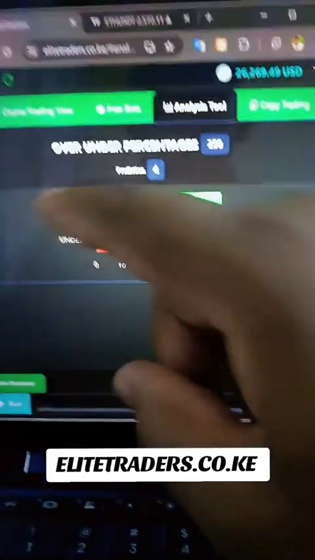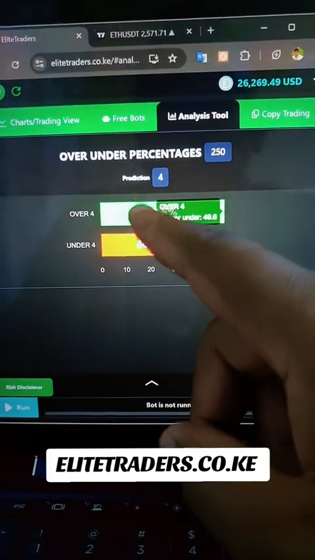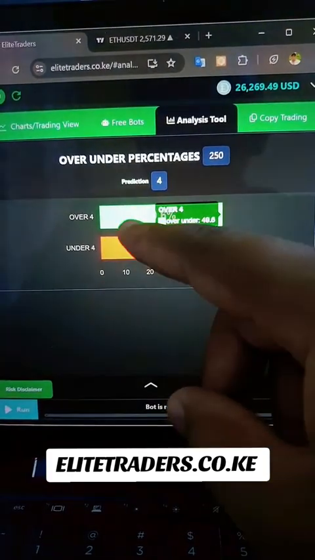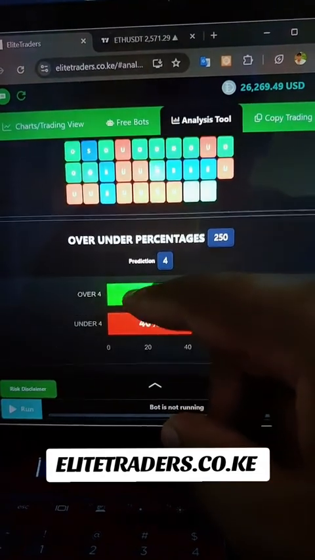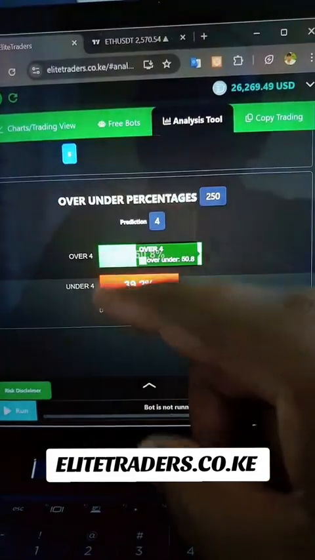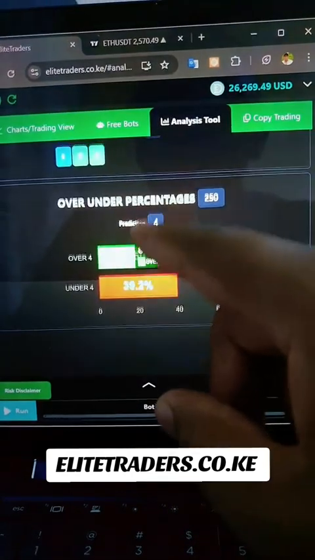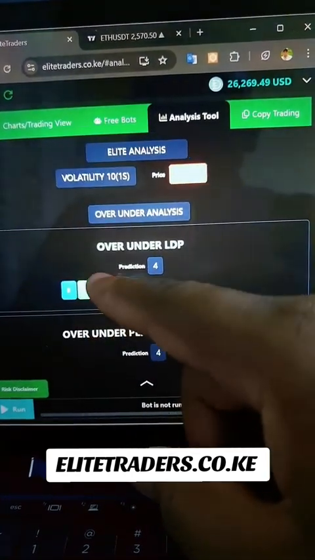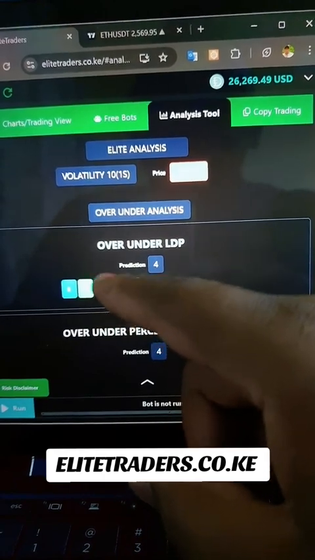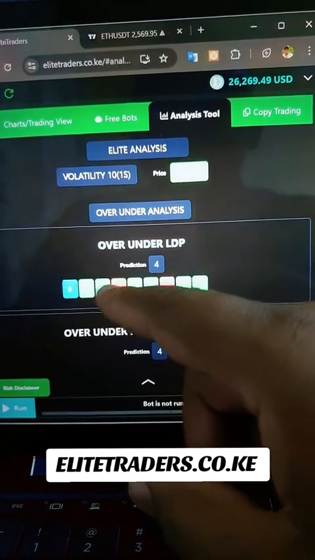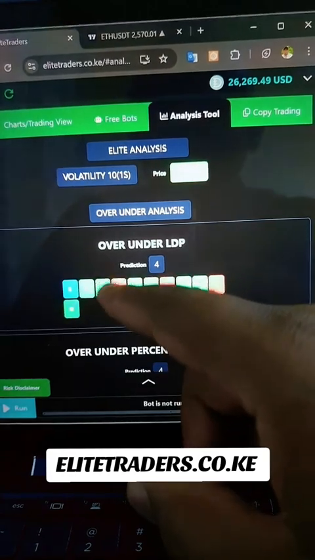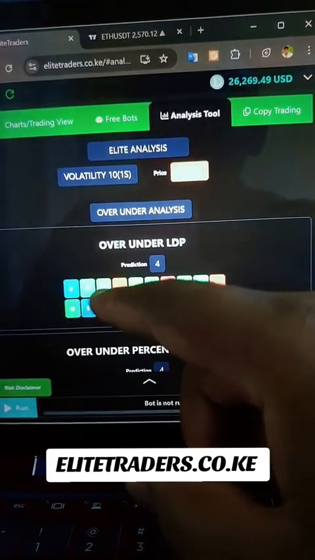So when you're analyzing the market, you should make sure that this percentage over 4 market is from around 53% and above, 55% and above this one over 4 market. Then you also need to make sure that when you are trading, most of the digits that are appearing here, on the LDP analyzer, are over digits.